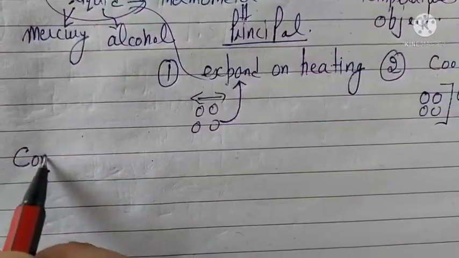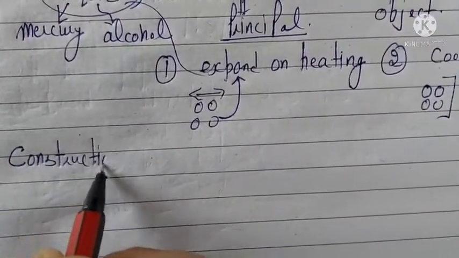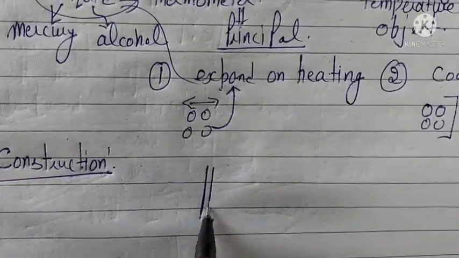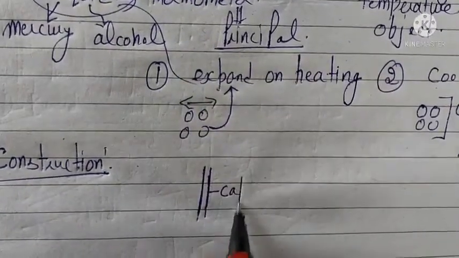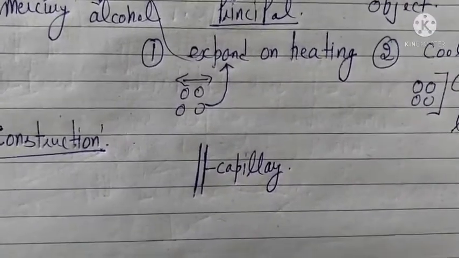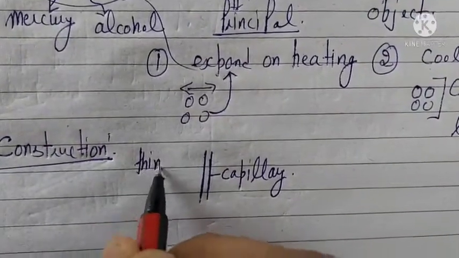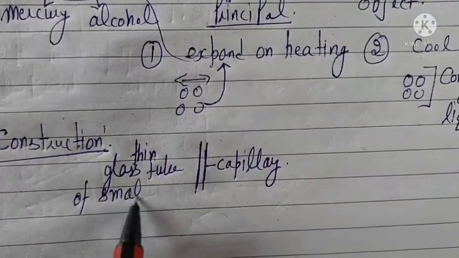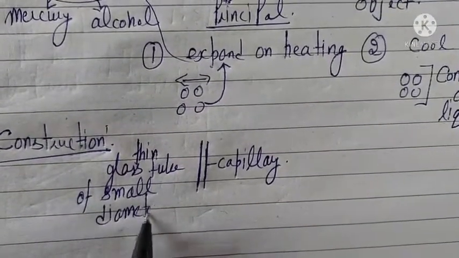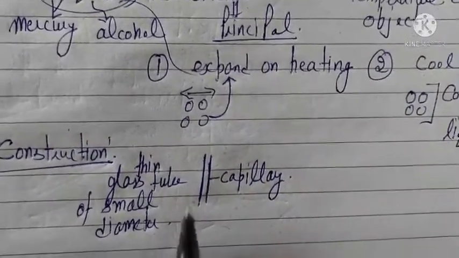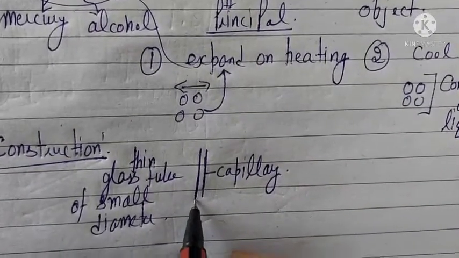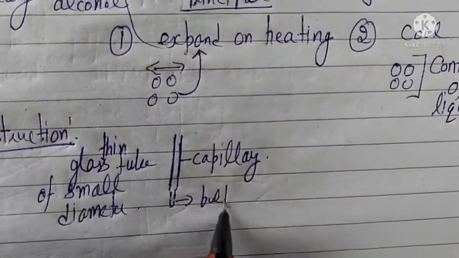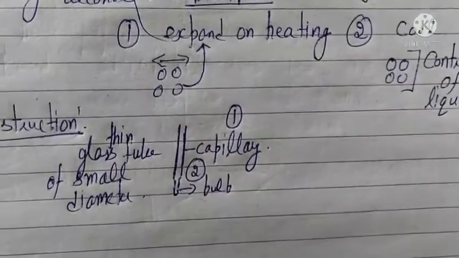So now come on to the concept: what is there in the thermometer, the construction of the thermometer. There is a thin glass tube of very small diameter, and that is known as the capillary. Capillary is a very thin glass tube of small diameter. At one end of the capillary a bulb is present. So the first thing is the capillary, the second thing is the bulb.